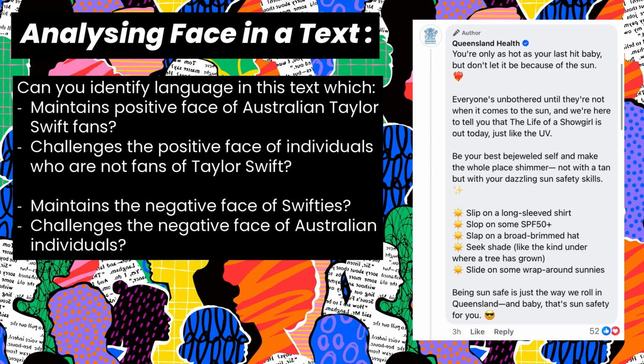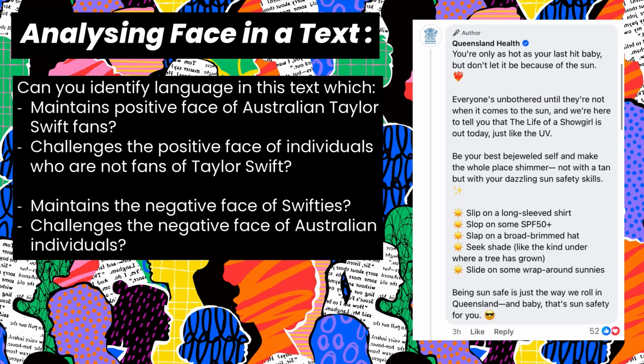sunnies. And here, these imperative sentences absolutely challenge the negative face of Australian individuals because they're clearly telling us what to do. They're giving a clear directive. And there's not really a capacity for a member of the audience to challenge these statements. There's a very clear directive on what we should be doing. And it's challenging that idea of control that the audience have going into reading this text.